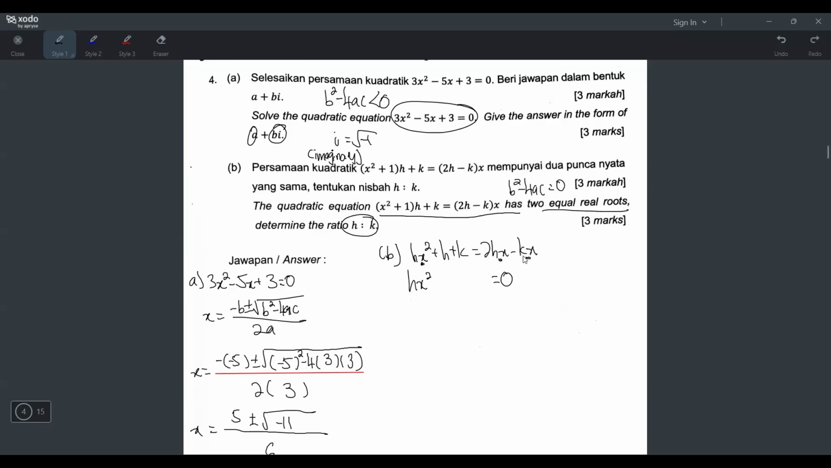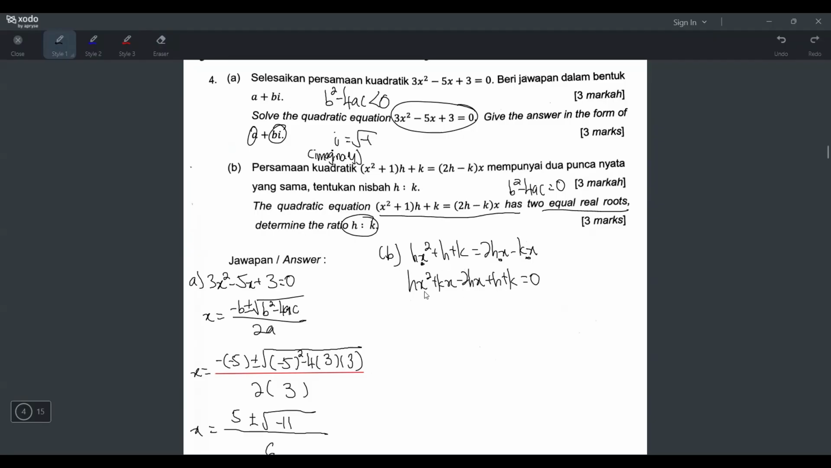So ada dua x ini kan. So I will pindah sini. So when I pindah, minus kx pindah jadi plus kx. Plus 2h pindah jadi minus 2hx. And then the last thing is tulis yang tak ada x lah. So yang tak ada x is the h plus k. So just write it, and then equals 0.